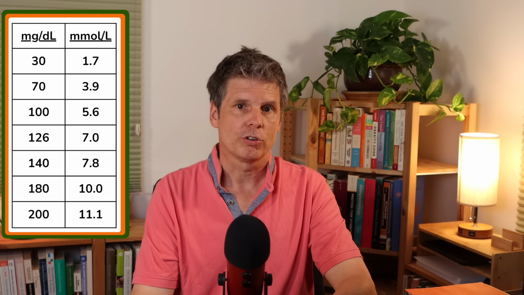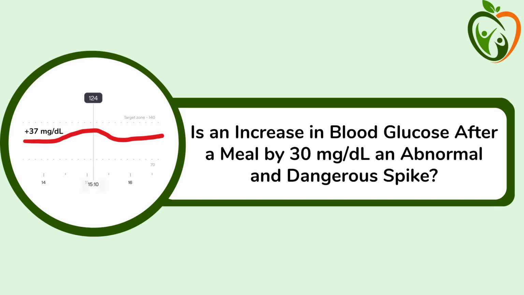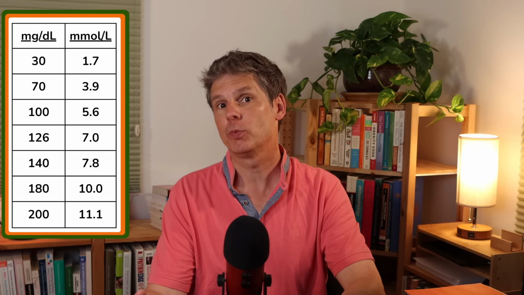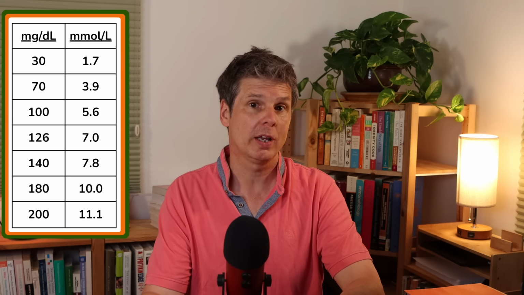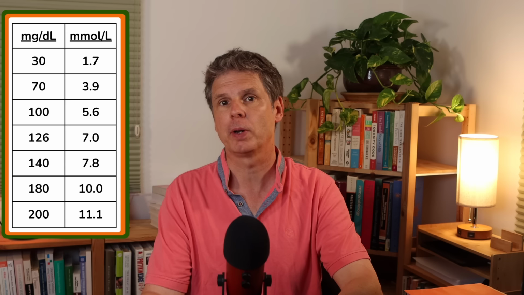And related to this is the question, is there such a thing as a blood sugar spike, meaning a blood sugar response to a meal that is too high, even if our fasting and 2-hour levels are just fine? Let's start this discussion by taking a look at a very common claim on social media. Is an increase in blood glucose after a meal by 30 milligrams per deciliter an abnormal and dangerous spike? There are several popular influencers and also at least one company that markets CGMs who claim that any increase in blood glucose levels by 30 milligrams per deciliter or more is an abnormal and dangerous blood sugar spike.